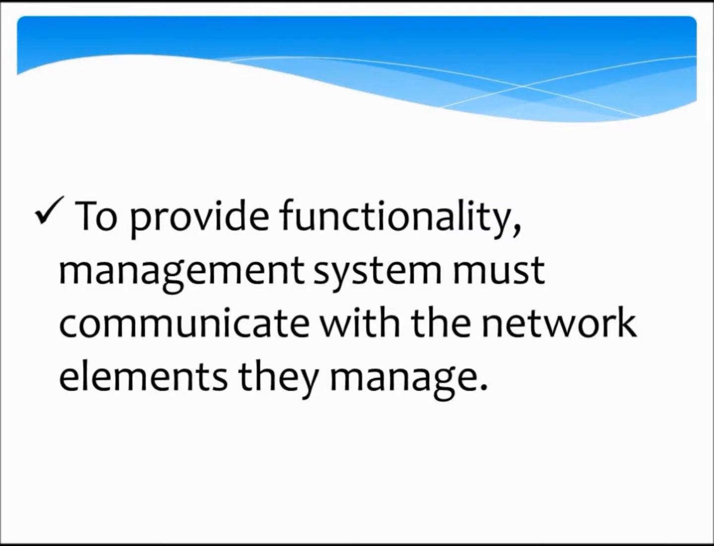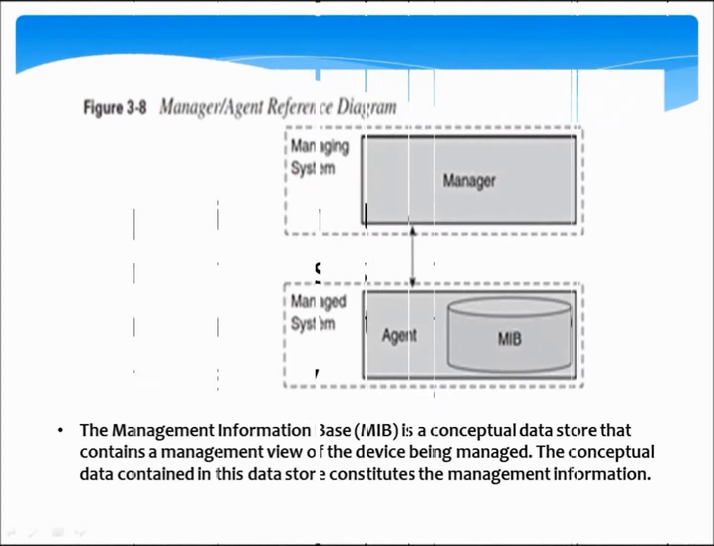To provide their functionality, management systems must communicate with the network elements they manage. In the communication that takes place, management systems assume the manager role. This next figure illustrates how a manager and agent relate to each other. As you can see, there is the managing system, which is the manager, and the managed system, which is the agent. There is also a MIB, or Management Information Base, which is a conceptual data store that contains a management view of the device being managed. The MIB always resides with the agent, as shown in the second figure.